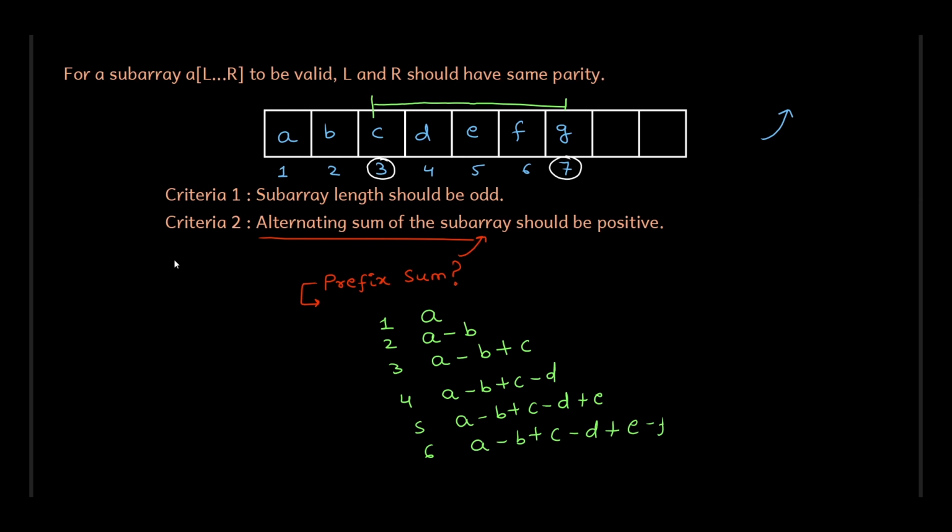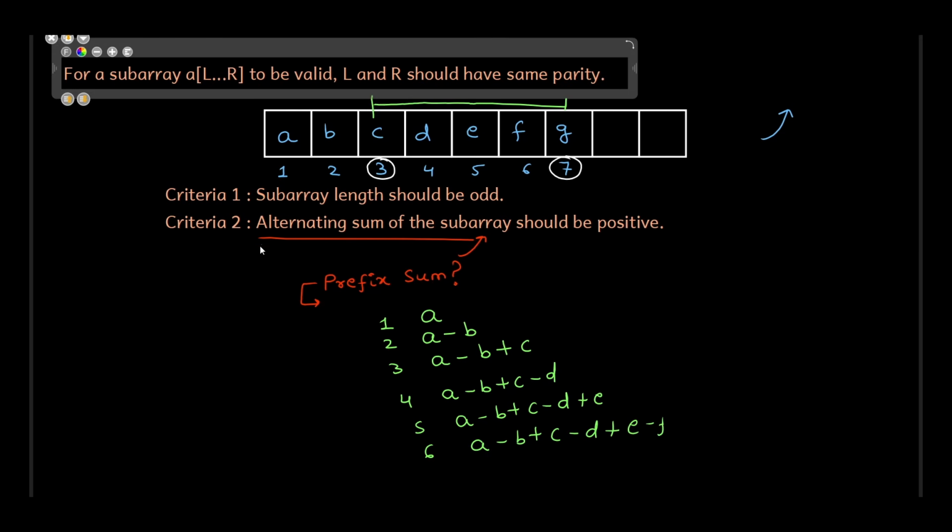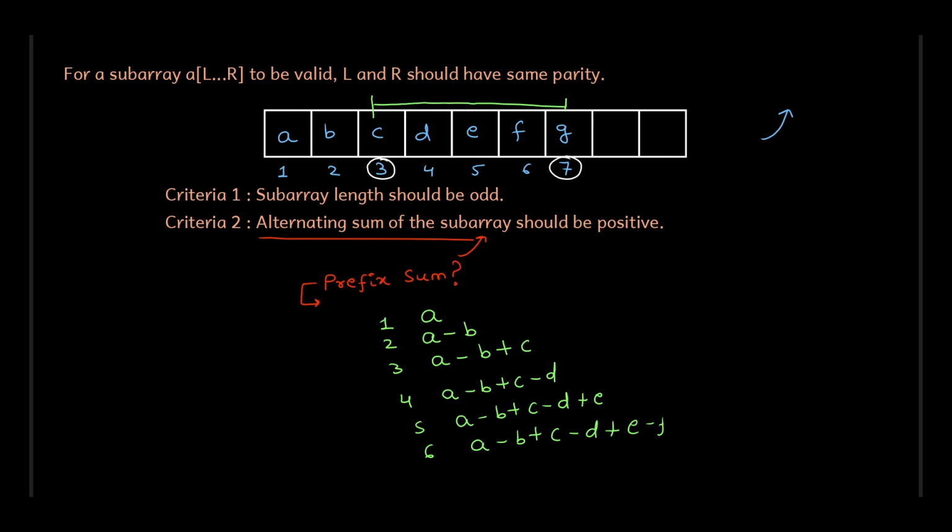And what is criteria 2? It says that the alternating sum of that subarray should be positive. But how do you find out the alternating sum of this subarray? If you look at the segment from C to G, you are interested in this quantity. The quantity is C minus D plus E minus F plus G, because you have to view it in isolation, as you are solving it for that particular subarray.